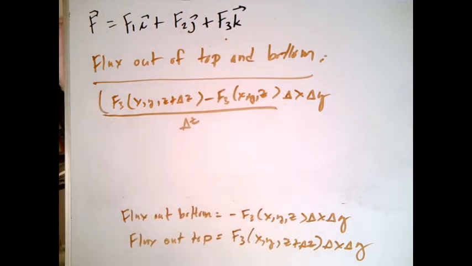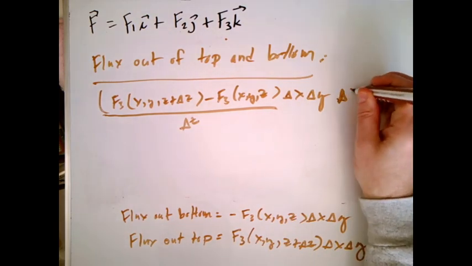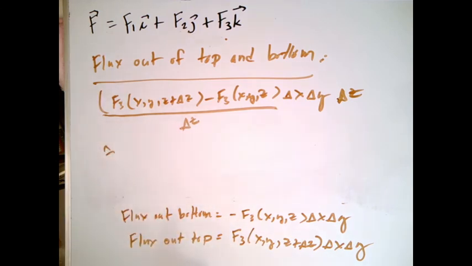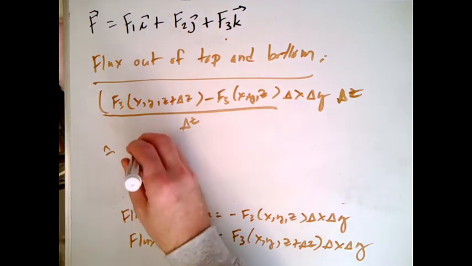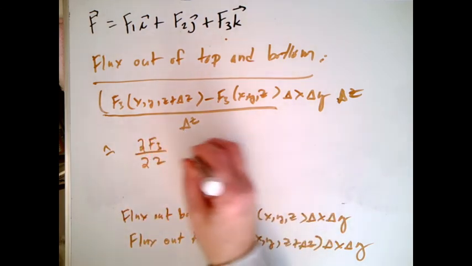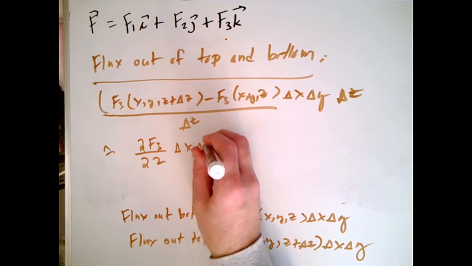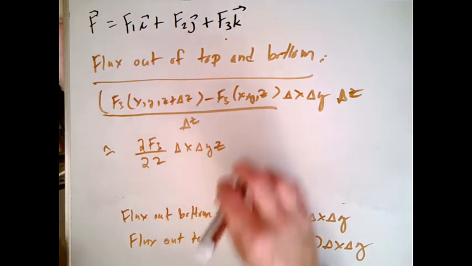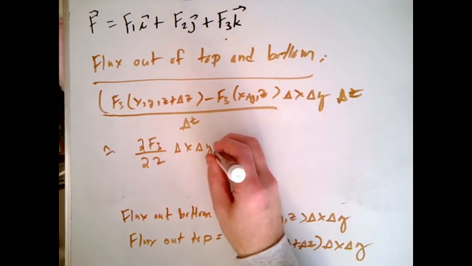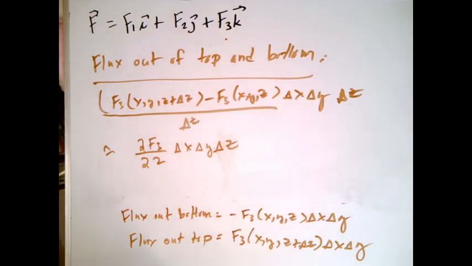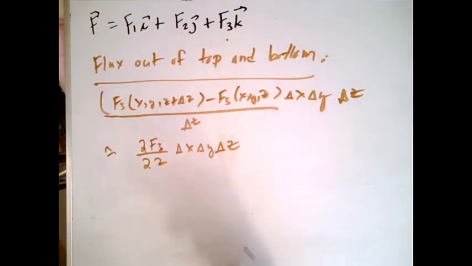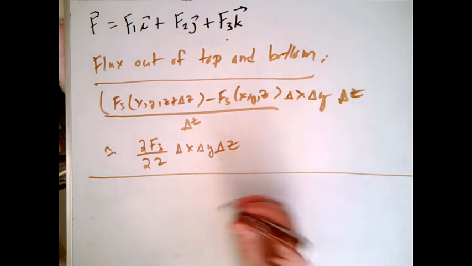Now I can't just put a delta z down here without putting a delta z up here. So our final estimate for just the flux out the top and the bottom is going to be the partial of f3 with respect to z, and now I have delta x, delta y, delta z like that. Yep, I need a delta z, alright? And now my figures are dirty. Like that. Yay!